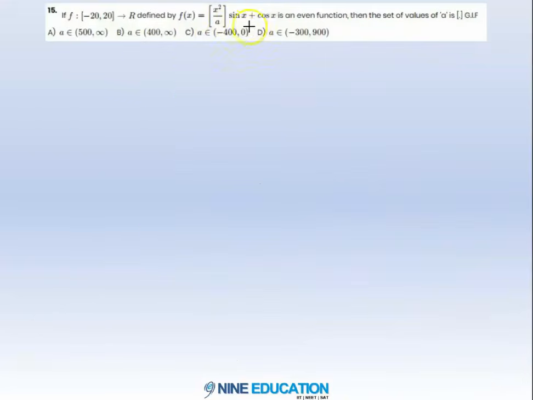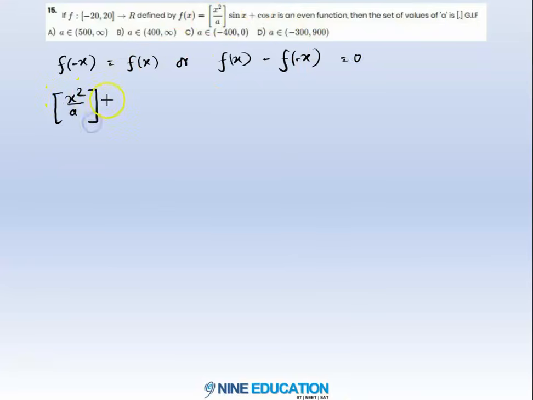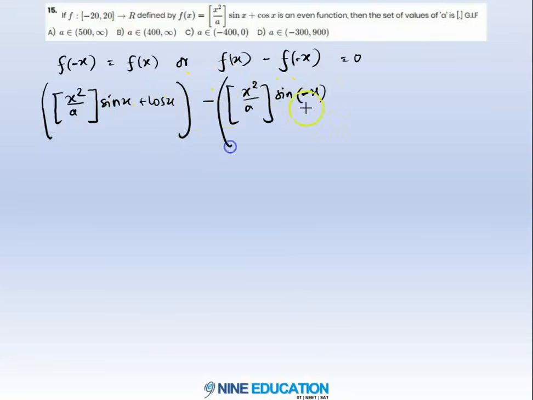Question number 15. It is given that the function is an even function and the set of values of a is what we have to determine. So for an even function, f of minus x is equal to f(x). Or I can also say f(x) minus f of minus x needs to be 0. With this logic, I can write the expression as greatest integer of x square by a sin x plus cos x minus f of minus x, still this will be x square by a sin x. This is f(x), and then next one we are going to write is f of minus x. So this is again plus cos of minus x.